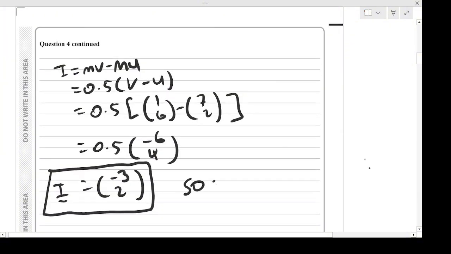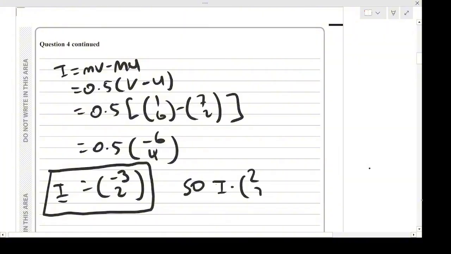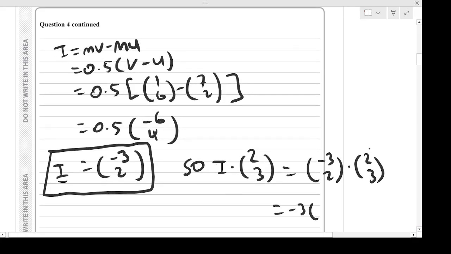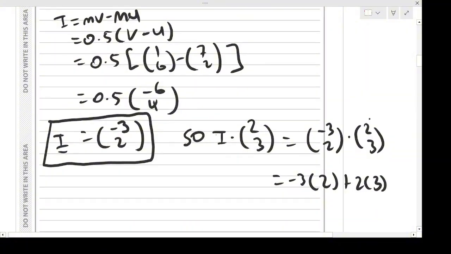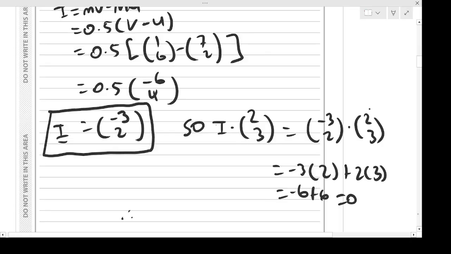So if I do my impulse vector dotted with the vector for the wall, which they told me is 2i and 3j, which is (2, 3) as a column, that will go to (-3, 2) dotted with (2, 3). Then if we work out this dot product, we're going to get minus 3 lots of 2 and then 2 lots of 3. That will go to minus 6 add 6, which indeed is 0. So therefore the dot product is 0, so the vectors are perpendicular.